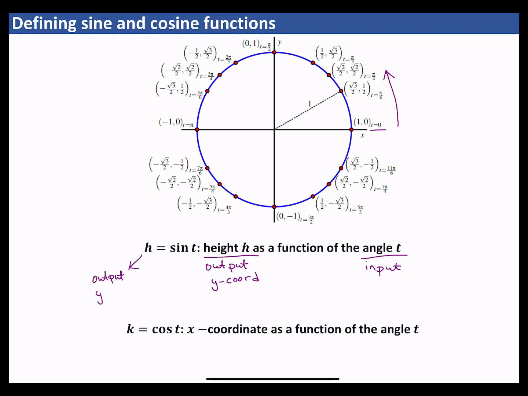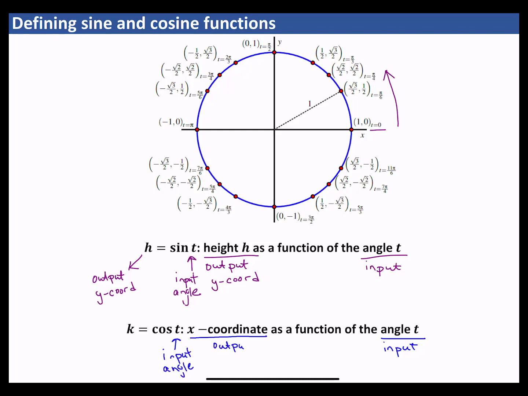Similarly, we can think about the unit circle again, starting at t equals 0, traversing counterclockwise, and then we consider looking at the x-coordinates. We can view the x-coordinate of each point as a function of the angle t. This means that the input is an angle and the output is an x-coordinate on the unit circle. When this occurs, we have the cosine function.